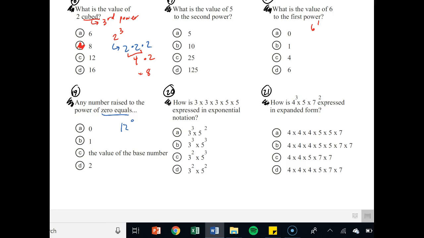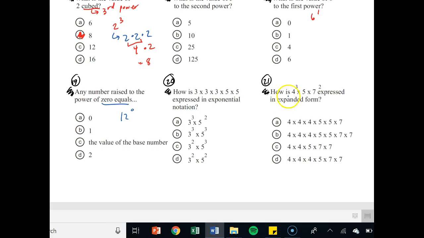All right, and lastly, 21 I'll do with you. It says, how is 4 to the 3rd times 5 times 7 to the 2nd expressed in expanded form? Well, this means we have 3 4s, 1 5, and 2 7s. And that's the answer I'm looking for. And that is D right here, down at the bottom.